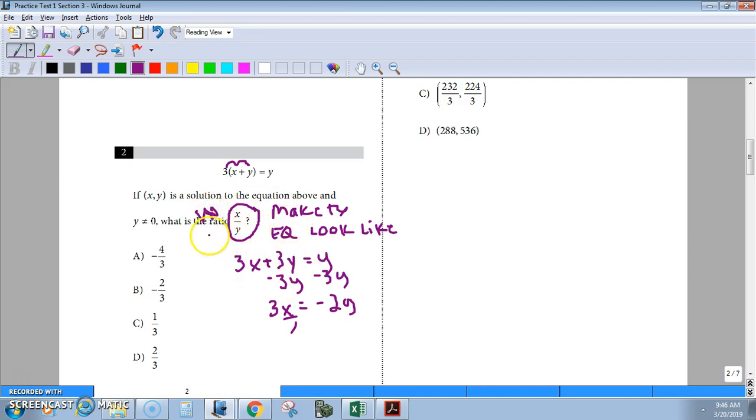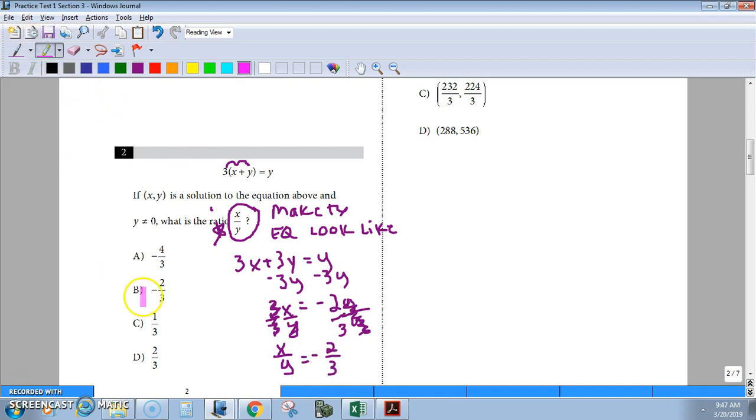I don't know why my pen's not working here. I wanted to make that a star. I will get x over y. So if I divide both sides by y, I'll get x over y. And if I divide both sides by 3, I'll be able to cancel out that 3. Okay, so the 3's cancel. I have x over y on this side is equal to my y's cancel over here, negative 2/3.